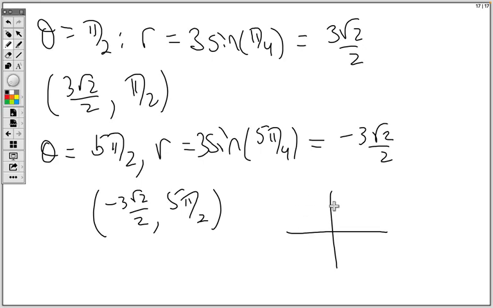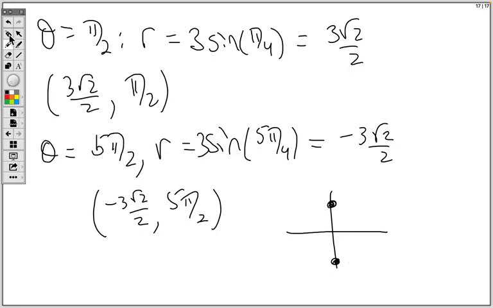So we'd have pi over 2, 3 root 2 over 2 would be up here. Negative 3 pi root 2 over 2. We would start here and go around 5 pi over 2. So that would be down here. Okay. And so then we would just be bouncing back and forth between these 2 points. All right.